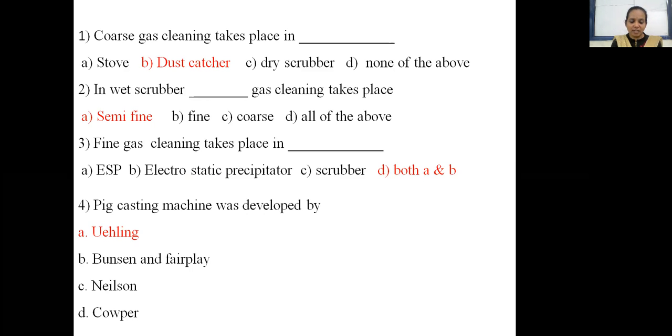Bunsen and Playfair demonstrated the gas cleaning system and exhaust gas utilization. Cowper introduced the Cowper stoves.